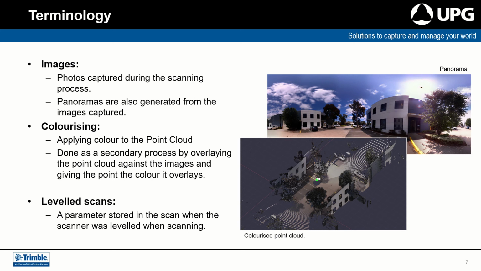Leveled scans are when the scanner has been set up and the scanner has identified that it's within tolerance and it can identify a ground level. You can have unleveled scans, so if the scanner is out of its level tolerance, an unleveled scan will occur, and this will float in all axes, whereas a leveled scan generally knows where level is.